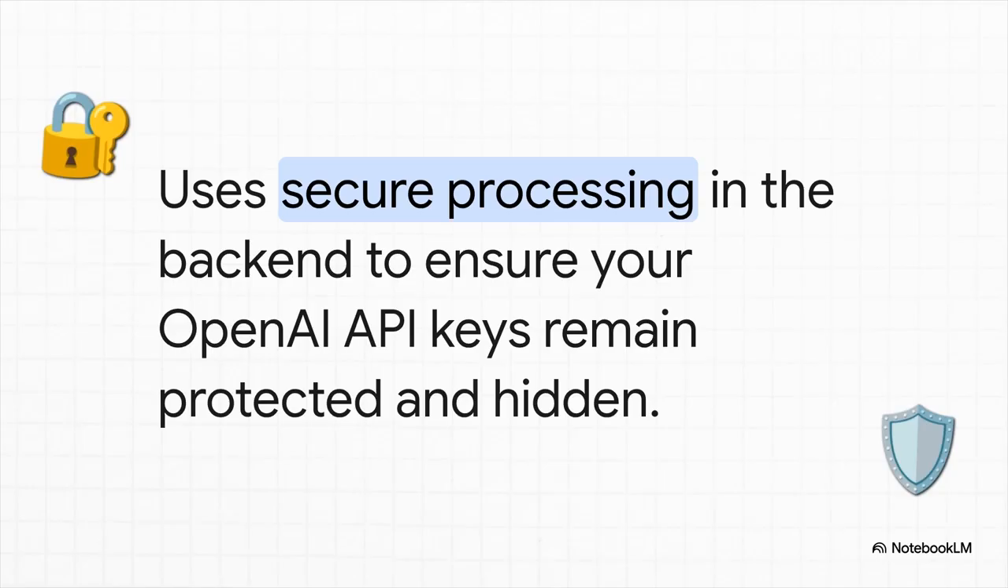Like, where exactly are those API keys living? Well, Securiane uses secure backend processing to ensure that your critical OpenAI API keys remain completely protected and fully hidden from the client side. So the intelligence is incredibly powerful, but the security remains completely uncompromised.